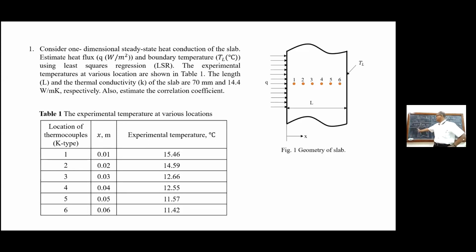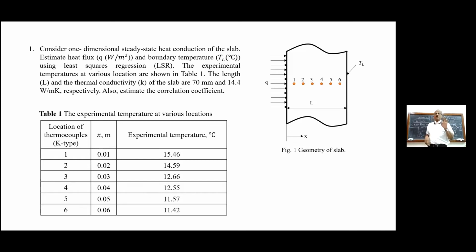And the slab X is measured from left to right. We've got 6 temperatures. Please note, I have deliberately not given temperatures at X equal to 0 and X equal to 70 mm, that is the left and right. Then it will become trivial. You will be tempted to use the solution which we studied in basic heat transfer. But please note, even in that case, both the temperatures also have error, and you have more temperatures than 2. So you've got a problem of plenty.